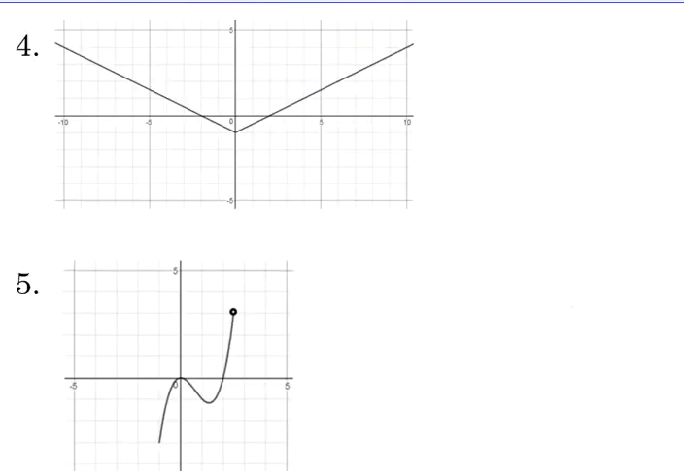All right, flip your paper over. Let's look at a couple more here. Number 4 is a function that we're going to get more into. Some of you may be familiar with it, but this is the absolute value function. It looks kind of like a parabola, but it's a V instead of a U.